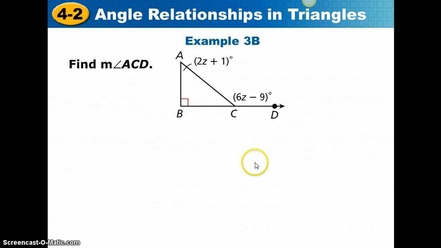Why don't you take a few moments to try example 3b on your own? Again, you're trying to find the measure of angle ACD, this exterior angle 6z minus 9. Remember, this is an exterior angle. It has remote interior angles at A and B, which is a right angle. Remember, right angles measure 90 degrees. So take a few moments, set up an equation, try and solve that equation for z. Once you've found z, plug it back in and find your answer for the measure of angle ACD.